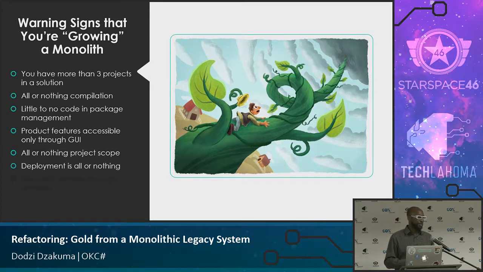Deployment is all or nothing. So you can't just deploy one piece of the puzzle, one piece of your binary out and change it. You have to deploy the whole solution. You have to tell all your users, update the whole thing. If that's the case, then you're working on monolithic code. And finally, you can't release code on commits.